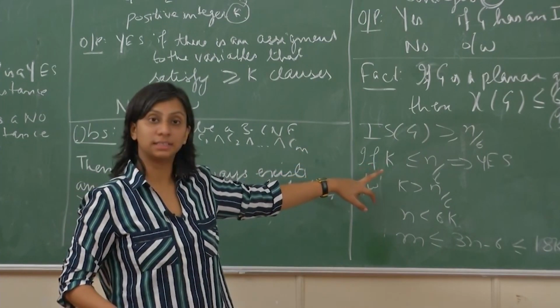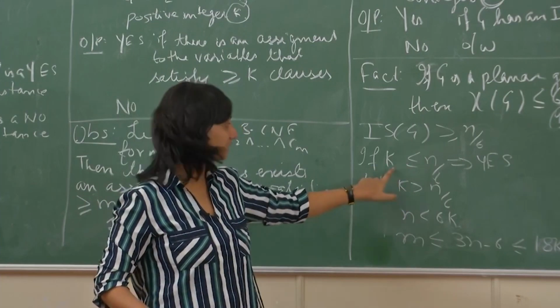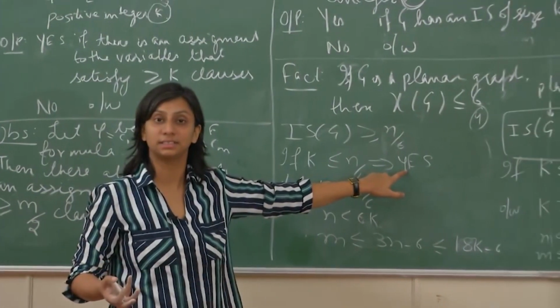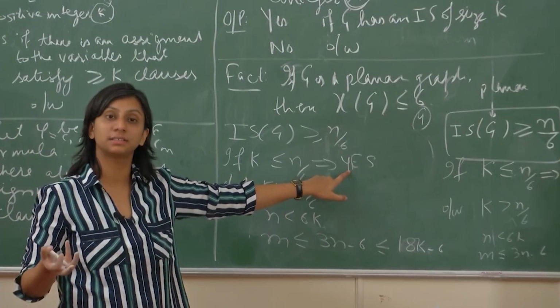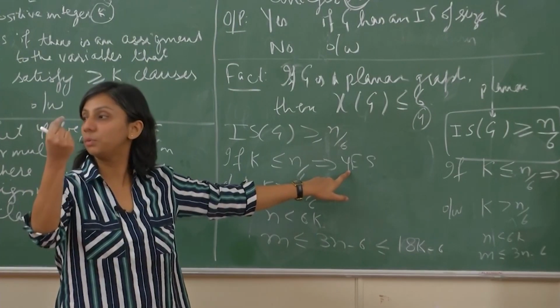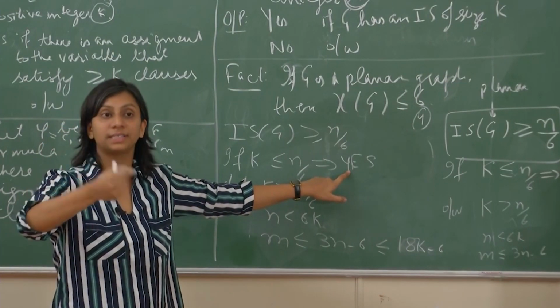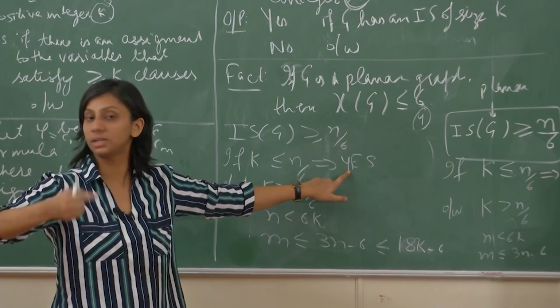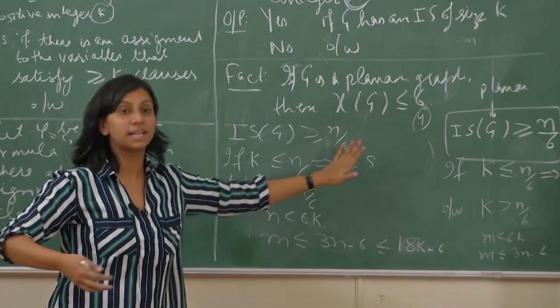I look at two cases. Either k is this or it is this. If it is this, I return a trivial yes instance. So what could be a trivial yes instance? Just take a graph on one vertex, it is planar, and ask if it has an independent set of size 1. It has 1. So that's a trivial yes instance. So in this case, I'll return that instance.